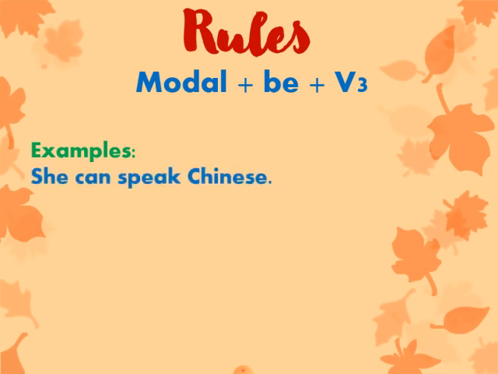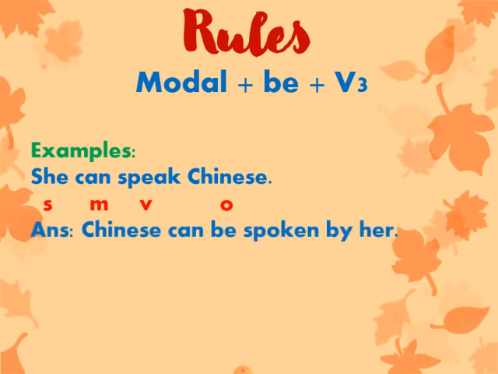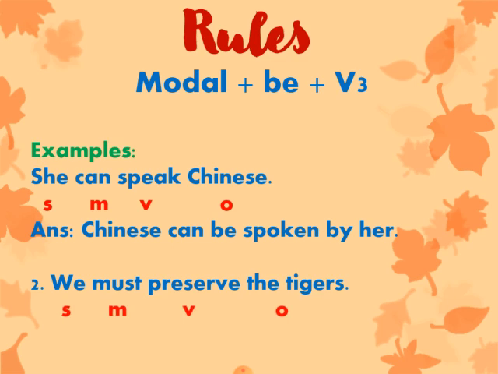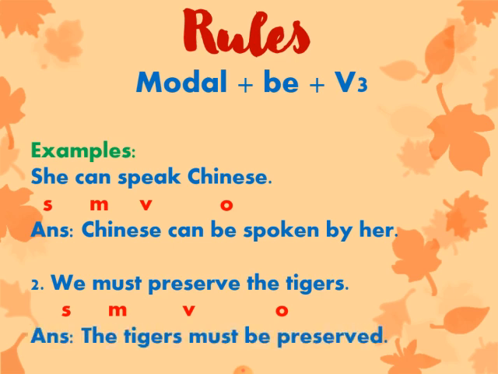Let's take an example. She can speak Chinese. She is the subject, Chinese is the object. Let's swap and use the formula. Can is the modal. So the answer is: Chinese can be spoken by her. One more example. We must preserve the tigers. We is the subject, must is the modal, preserve is the verb, tigers is the object. Answer: the tigers must be preserved.